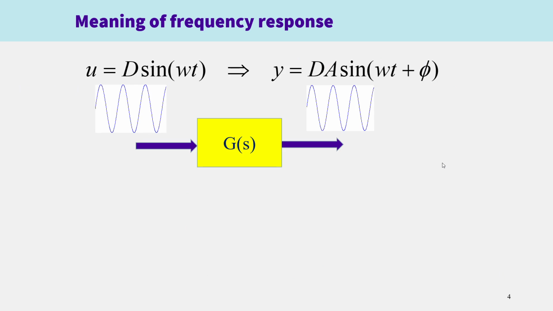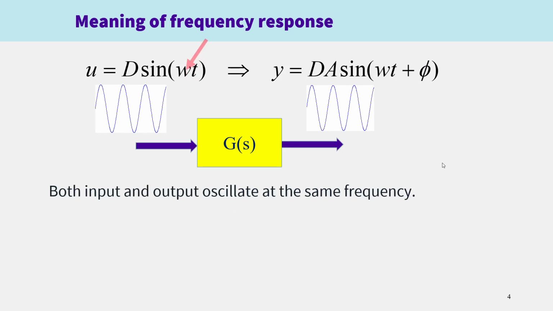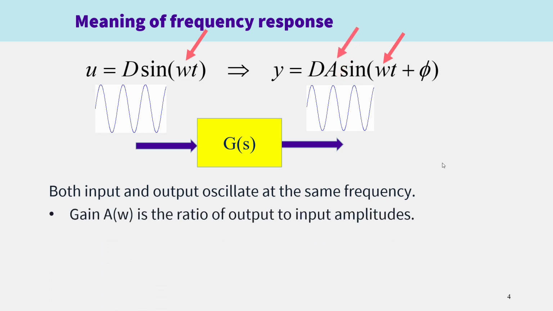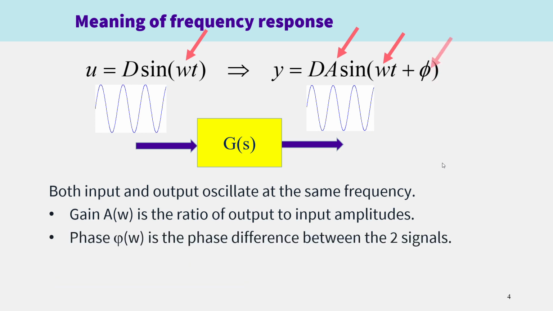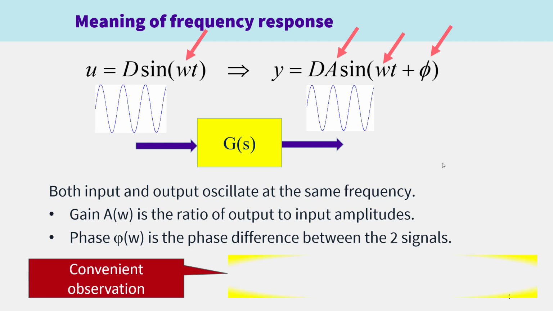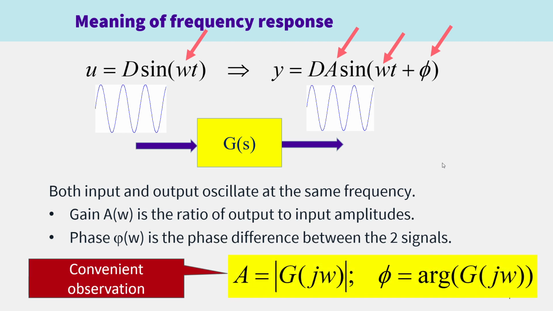Okay, so let's look at this in more detail. Both the input and the output oscillate at the same frequency, given here as omega. The gain A is the ratio of the output magnitude to the input magnitude. And the phase phi is the phase difference between the input and the output. A convenient observation is given here below, but we're not going to dwell on that in this particular tool.